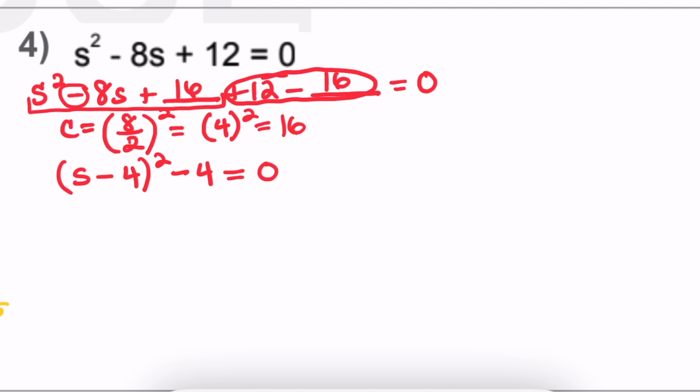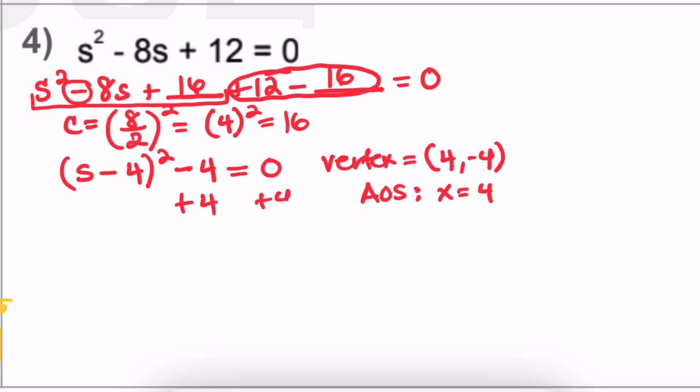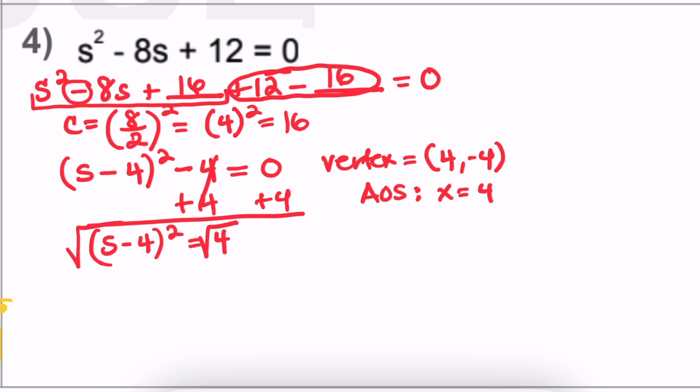And so your vertex is 4 and negative 4, and your axis of symmetry would be x is equal to 4. Now to solve, you add 4 to both sides, and you get s minus 4 squared is equal to 4. Take the square root of both sides. s minus 4 is equal to plus or minus, whoops, plus or minus 2, my bad.